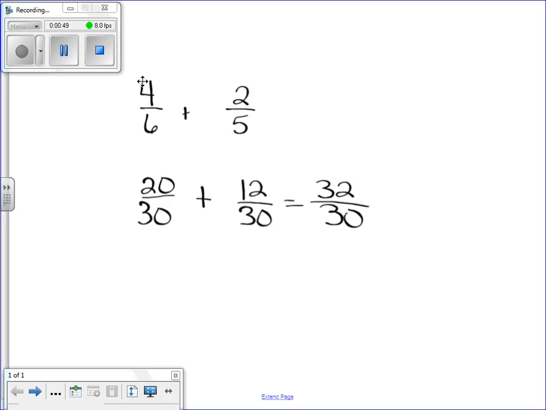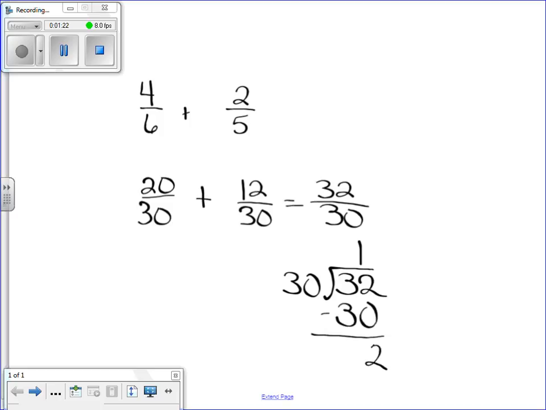It's improper. You can't leave it that way. Some of you are leaving your answers improper on your test. You cannot do that. You will not find it like that on a multiple choice test. It will be written as a mixed fraction. You have to take care of it. So 30 into 32, how many times can 30 go into 32? Once. 1 times 30 is 30. 2 minus 0 is 2. 3 minus 3 is 0.